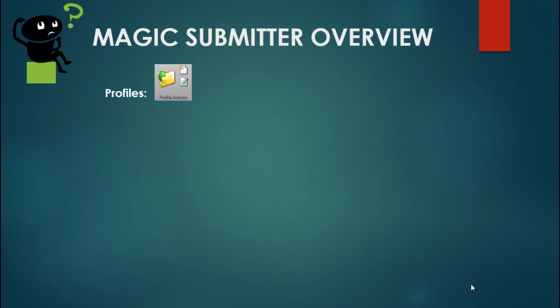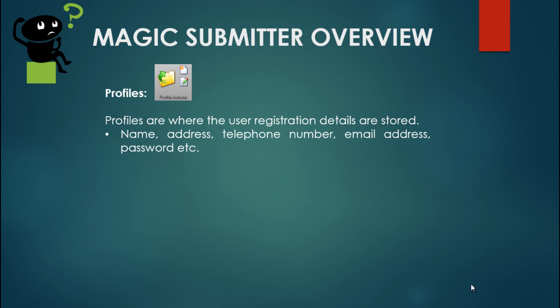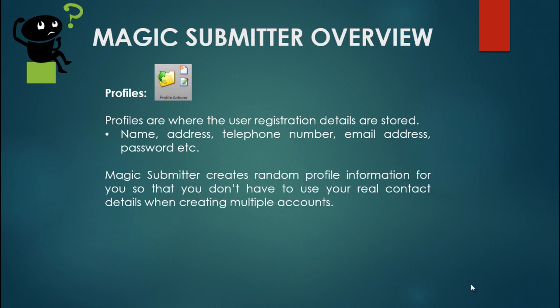The first terminology we need to familiarize ourselves with is profiles. As you can see from the icon, it's a folder icon with a green arrow pointing out of it. Profiles are where the user registration details are stored. It's where you'll find names, addresses, telephone numbers, email addresses, passwords, etc. Magic Submitter creates random profile information for you so that you don't have to use your real contact details when creating multiple accounts. You can download up to 5 pre-created profiles per day.